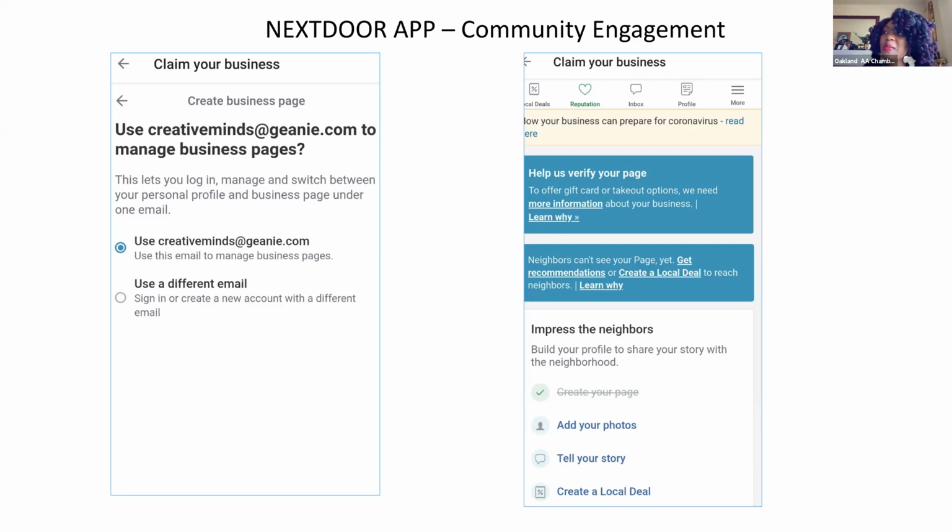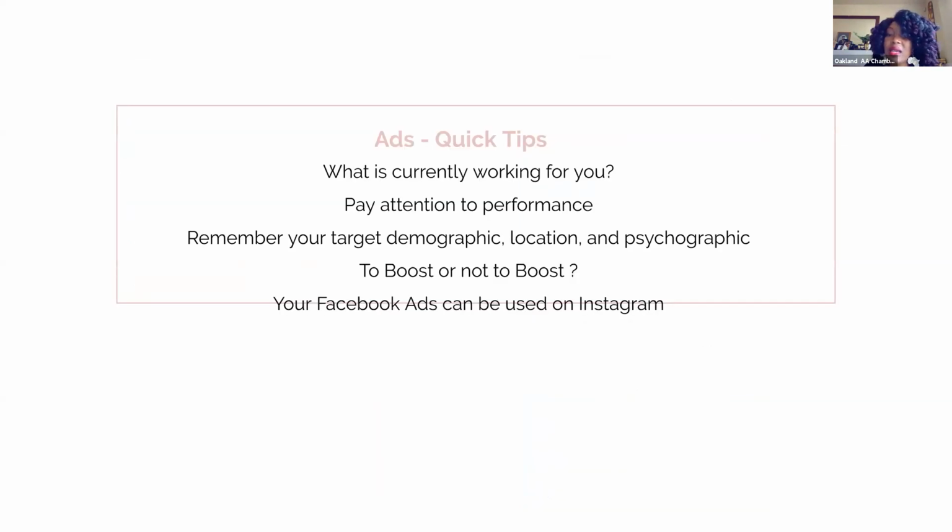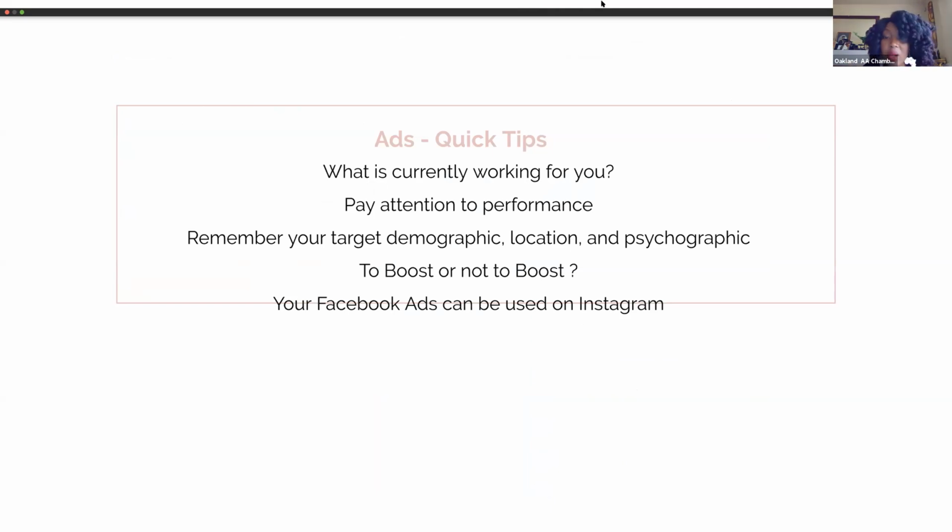Next are some quick tips for ads on what is currently working for you. You ask yourself right now, what is currently working for you? If you don't have a Facebook fan page, then obviously nothing right now, but you can work to see what you can change. If you do, and you start posting now, you have to pay attention to performance.